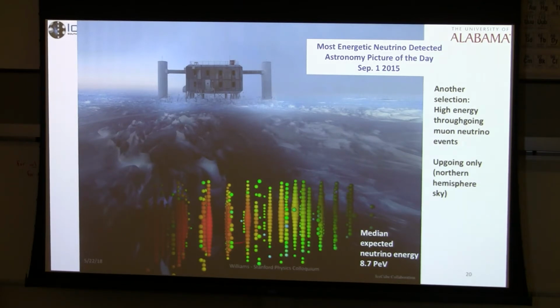And of course, all of the energy that's deposited in the detector is only part of the energy because this track started outside the detector and then exited. So not all the energy is deposited, but we modeled the amount here, and the median expectation for the neutrino energy is 8.7 PeV for this neutrino. It is upgoing, but only slightly.